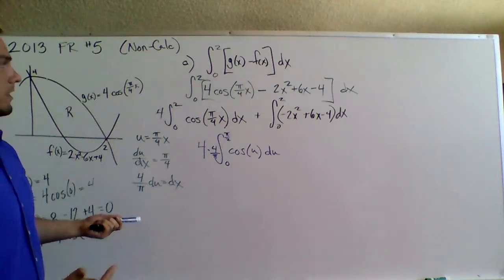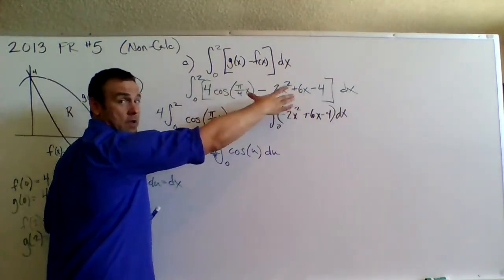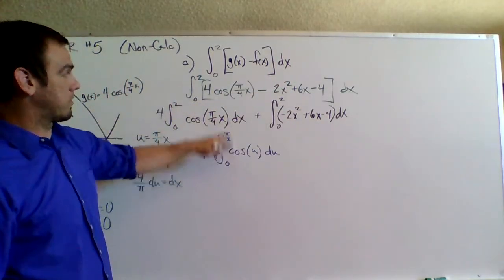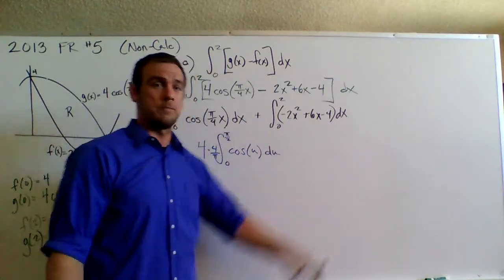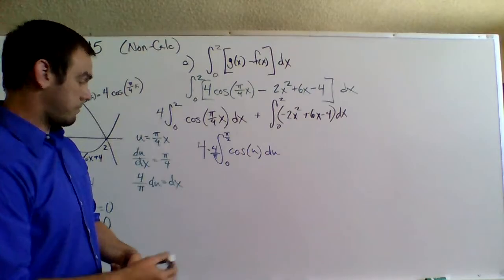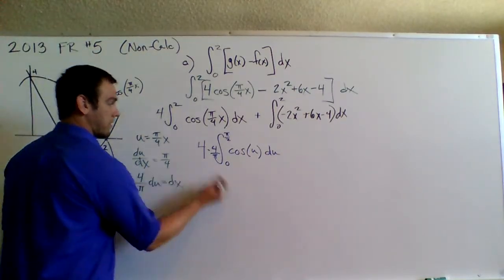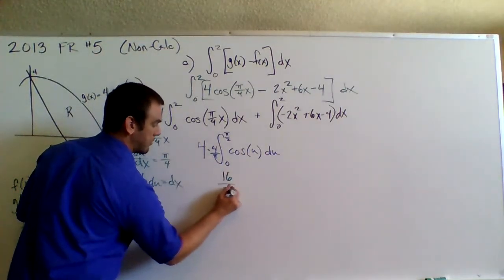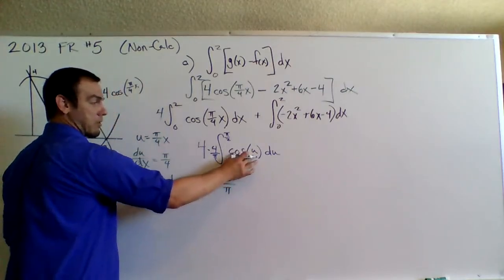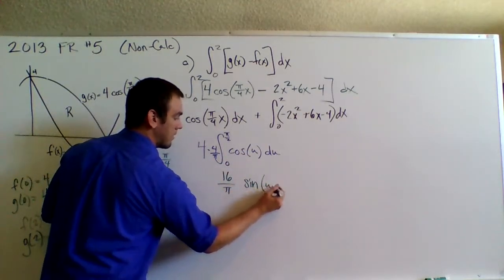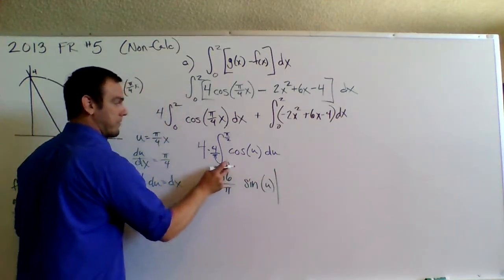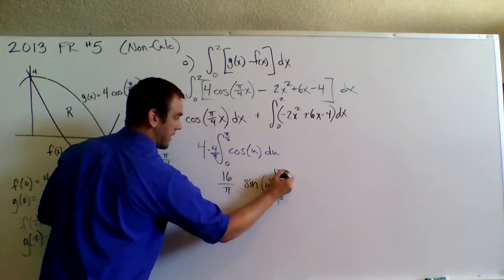Okay, be careful with all that. That's why I split this up, because I'm doing u sub for this part, not this part. I can leave this all in terms of x. So now we're going to get, this is 16 over pi. Okay, the integral of cosine is going to be sine. I'm going to leave it in terms of u and just evaluate from 0 to pi over 2.